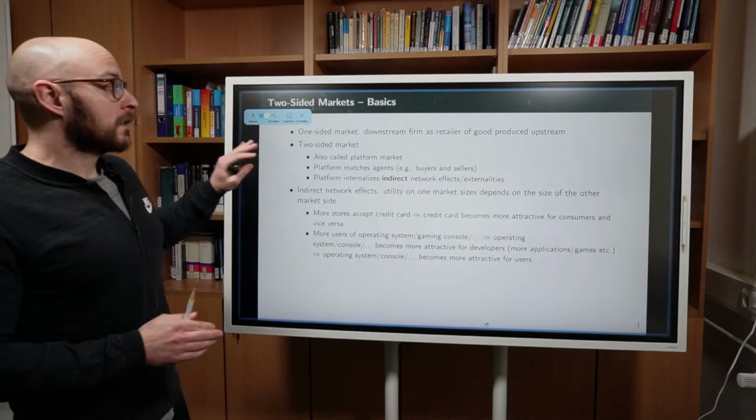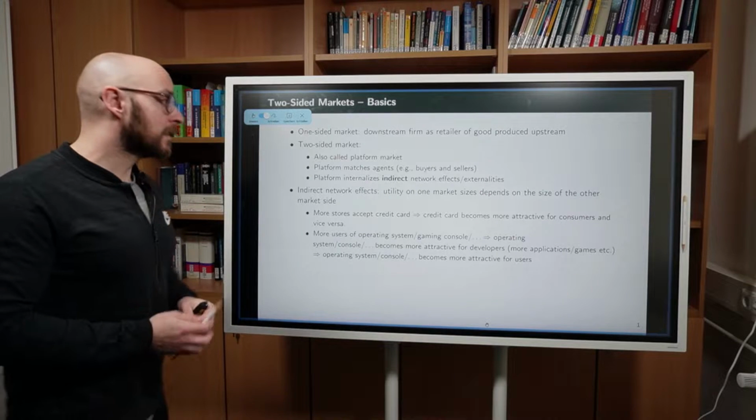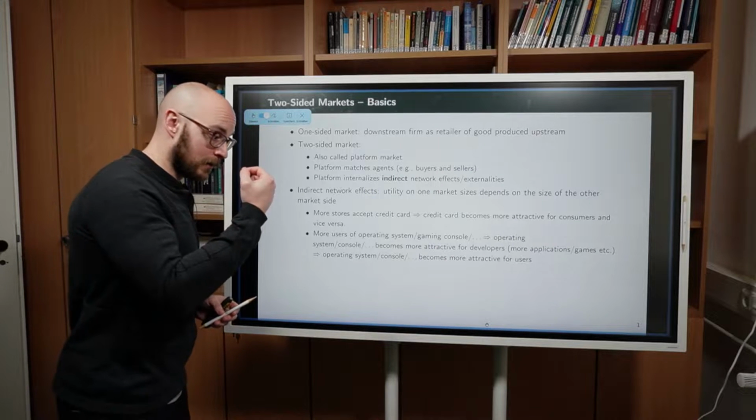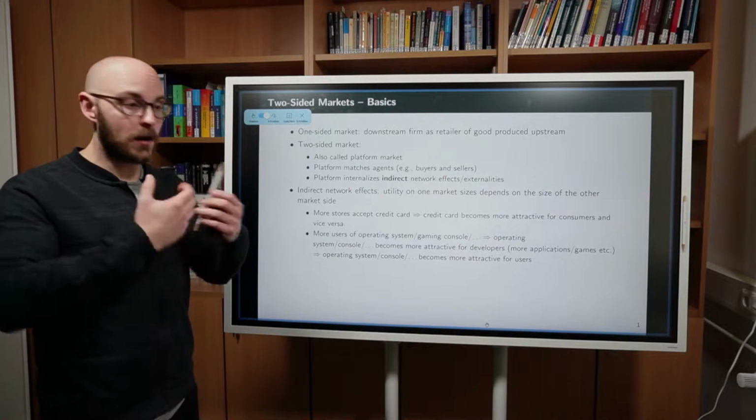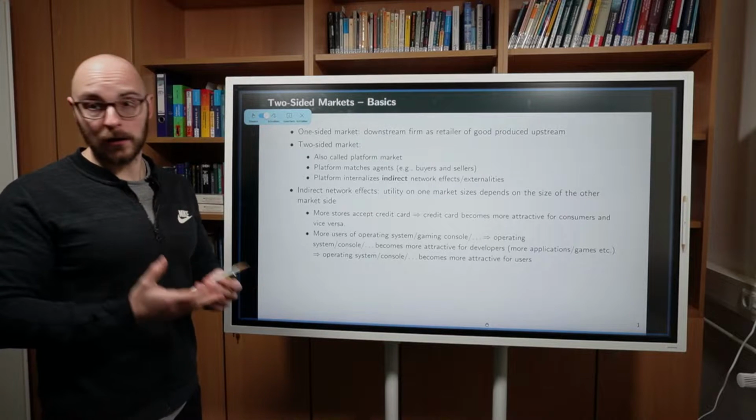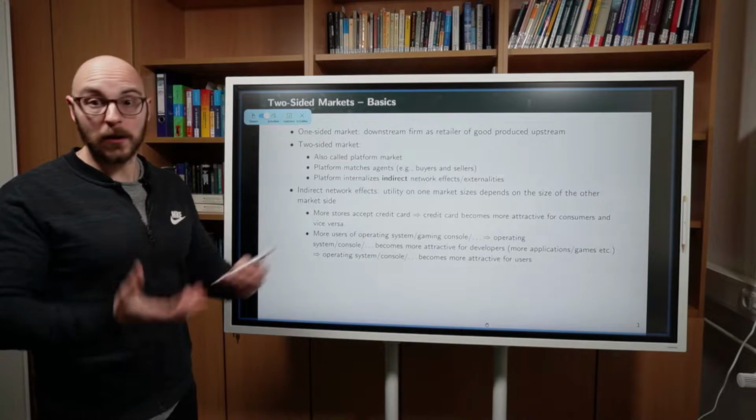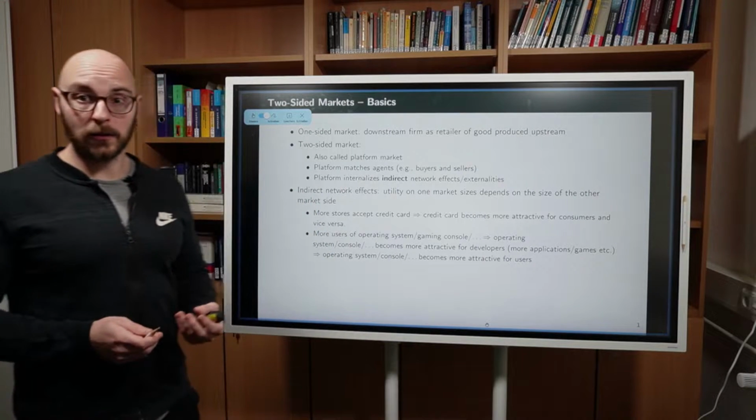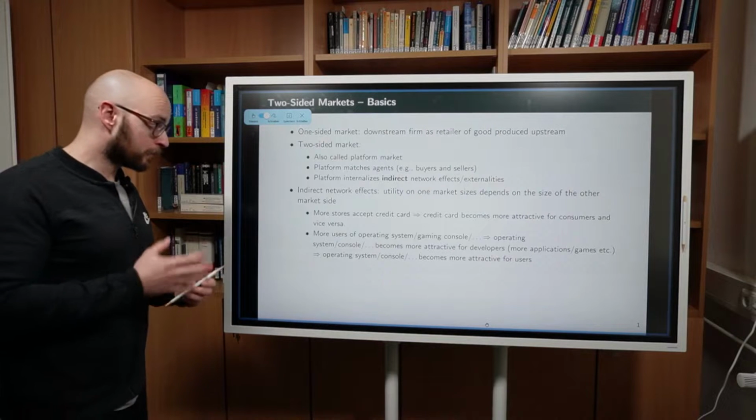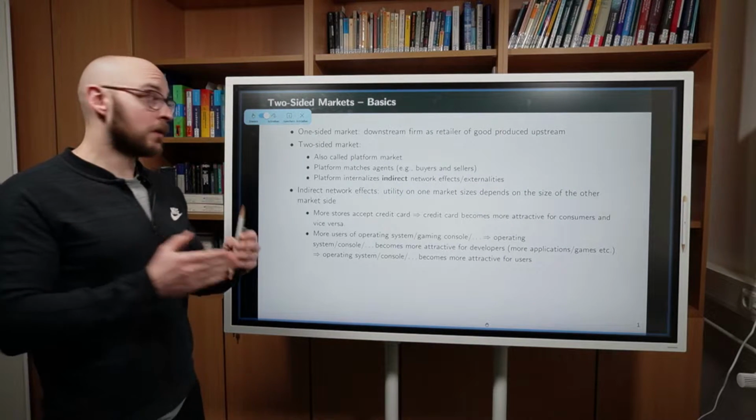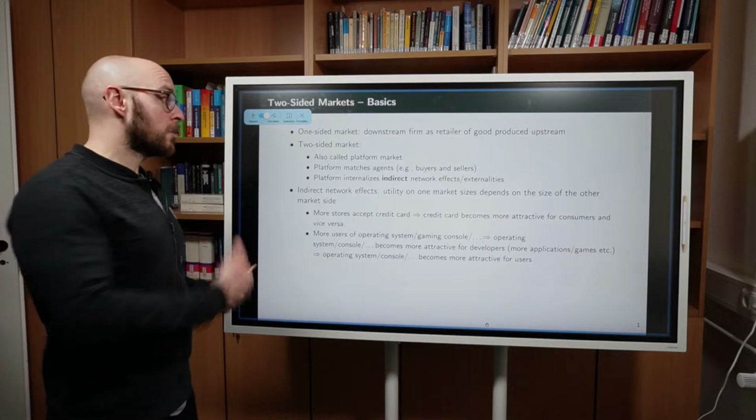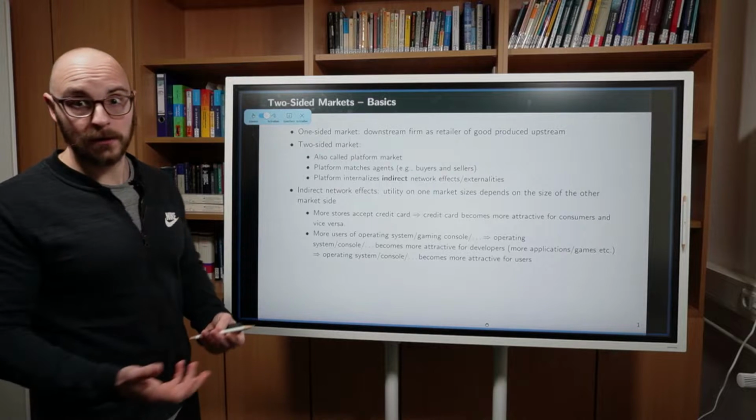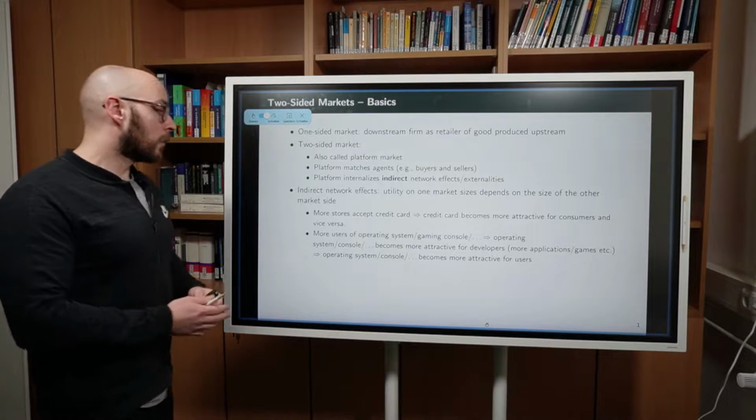What are indirect network effects? So it's basically a type of externality in the sense that if the other market side becomes bigger, if there are more people on the other market side, then the utility of a given market side increases. So what does this mean? If you have a platform that matches buyers and sellers, then buyers profit from more sellers on the other market side and vice versa.